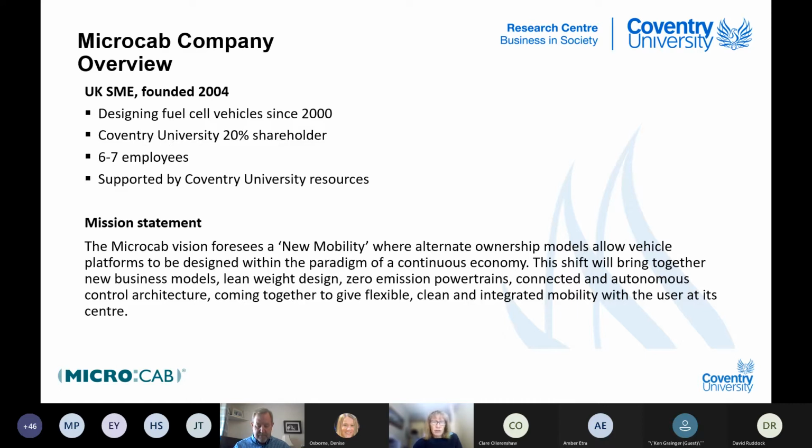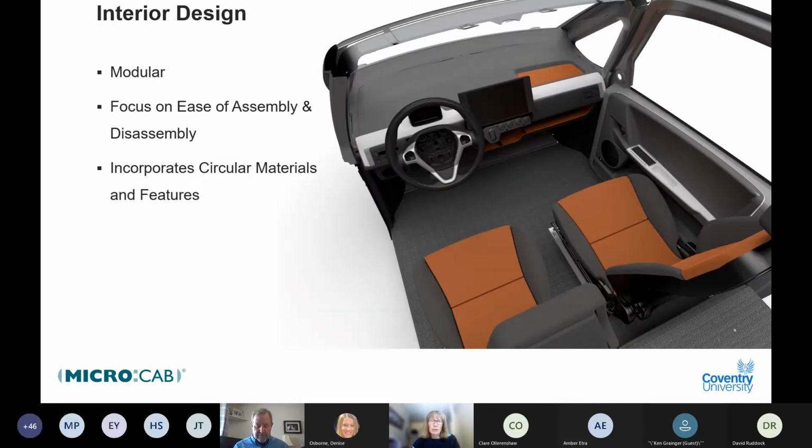And as part of that, they see circular economy as being a critical part of that, and a way to ensure that these vehicles really are quite sustainable both in their use and in their production. So how are they doing this?